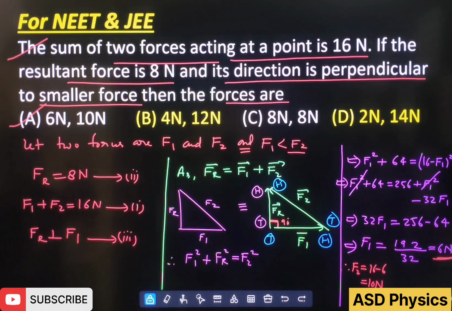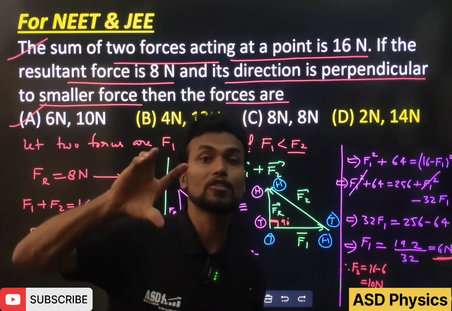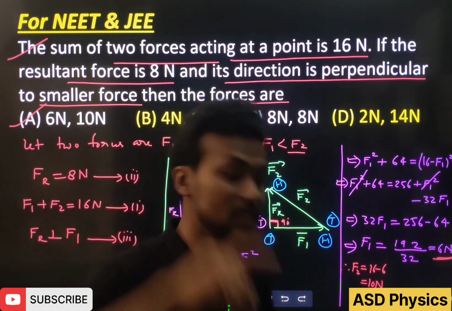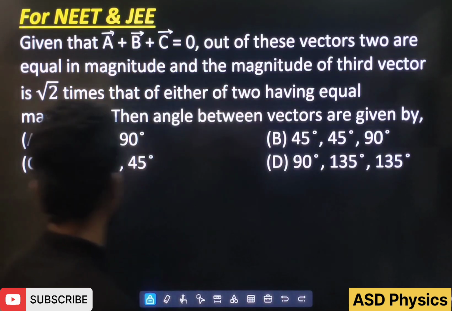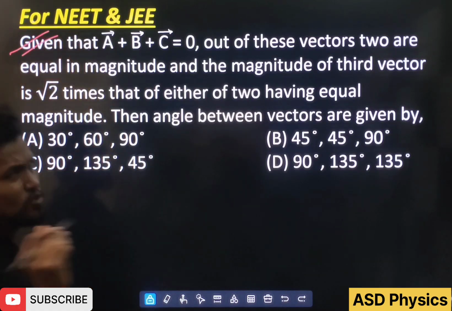Okay. So in this question, we should know the very basic triangle law, vector addition and angle concept. Both the things are required. Now, great. And now the last question is there. Angle concept here also. The last question here.